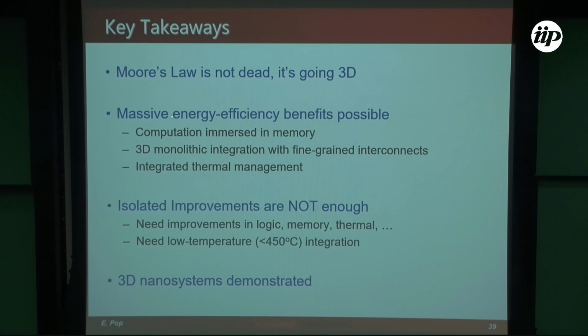I think there are still a large number of energy efficient benefits from computation immersed in memory, from this integration with really, really fine-grained interconnects, and of course we need to take care of the thermal problems. We cannot make isolated improvements. So if I demonstrate, let's say, a better transistor, it's probably not enough, right? We really need to improve not just transistors, but the memory, the thermal solutions, and ideally, I think I said 500 Celsius earlier, ideally everything should be done, this is a little bit more conservative, 450.